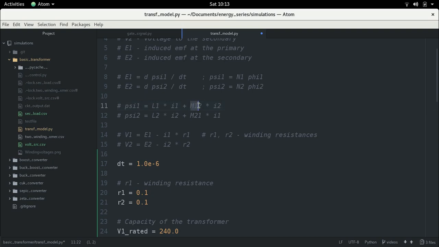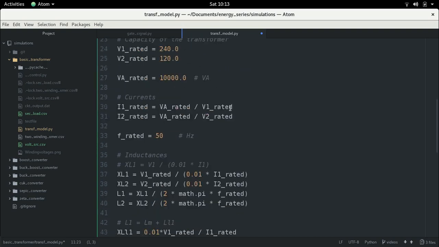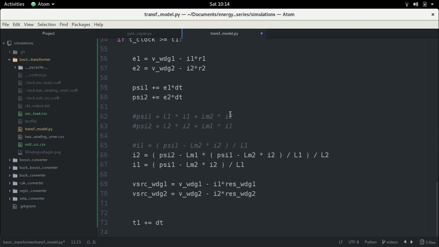It is the mutual inductance, right? It is not the magnetizing inductance. Now let's come over here and see what we've done. What we have done here is we have taken the self-inductance, multiplied it by the current of the winding. This is perfectly okay. It is this calculation which is not correct.